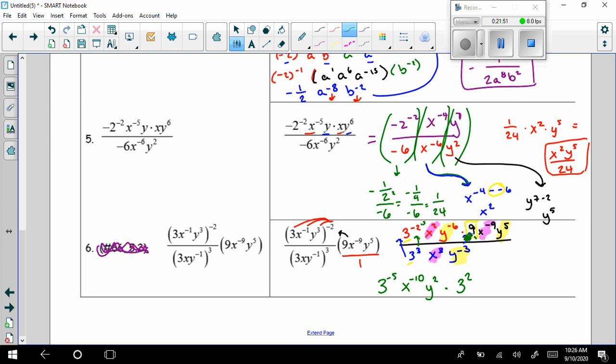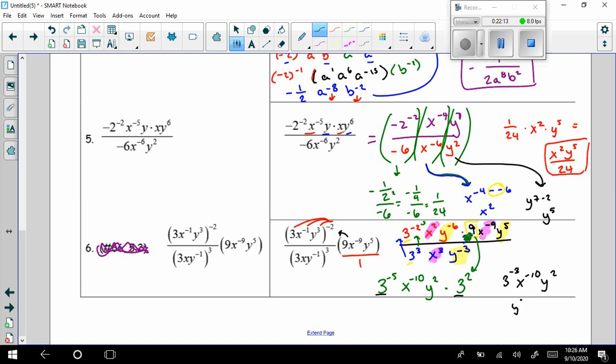Okay, so this 9 right here is going to come down as 3 squared. And so my last step, I'm going to combine these here. So this gives me 3 to the negative 3, x to the negative 10, y squared. And then I'm going to move things so that I don't have any negative exponents.